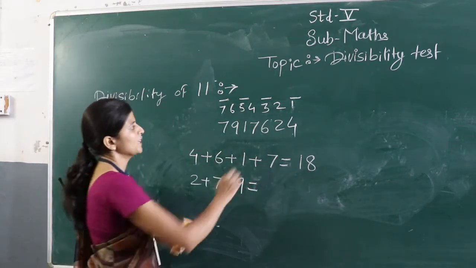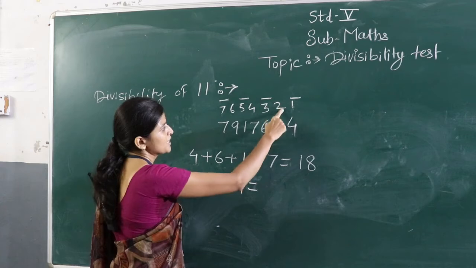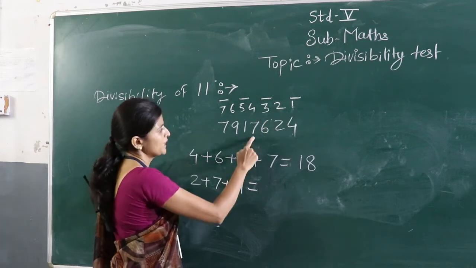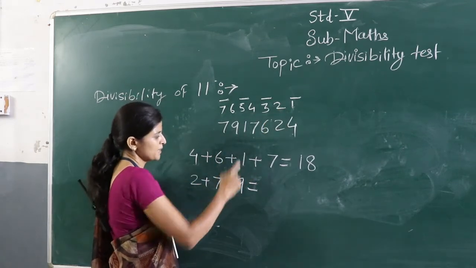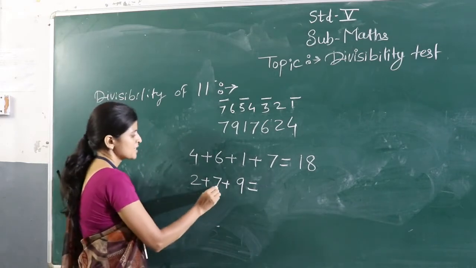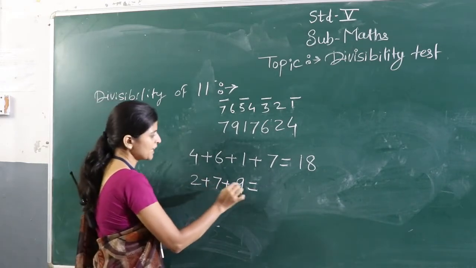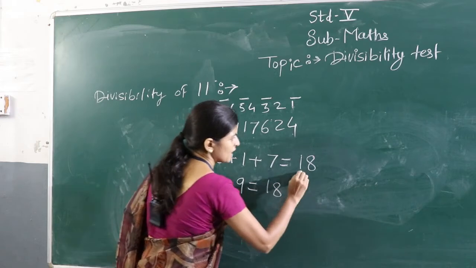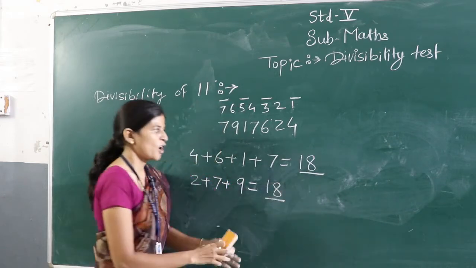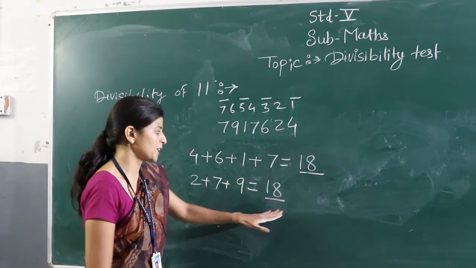Now even number places means 2, 4 and 6. In the second place 2, in the 4th place 7 is there, and in the 6th place 9. Now we add these numbers: 7 plus 2 is 9, 9 plus 9 is 18. Now the sum comes, the odd number place sum and the even number place sum.